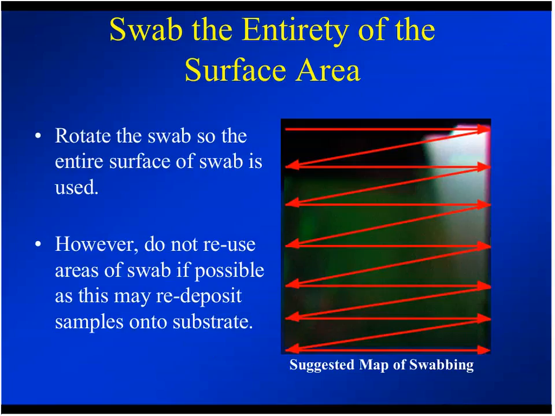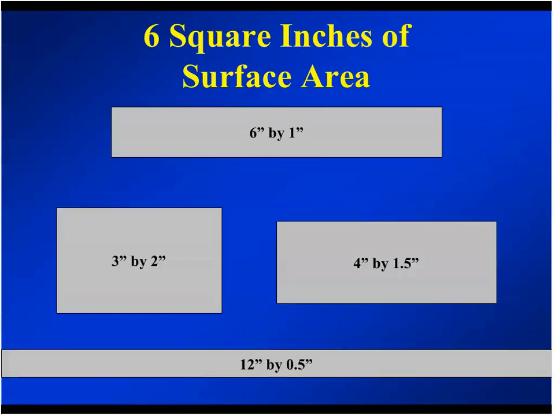Concerning touch DNA, contact, whatever term you like to use, we'd like to have a particular area, and again, a technical plan on how we're going to swab. We'd like to rotate the swab so that the entire surface of the swab is used. However, do not reuse areas of the swab if possible, as they may redeposit your samples onto the substrate. We like to use a suggested map, whatever way you can, but this is what we kind of like to do, and this is the type of directionality we like to use on a particular surface.